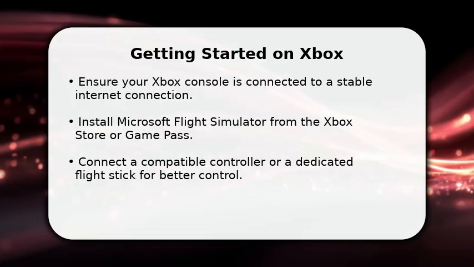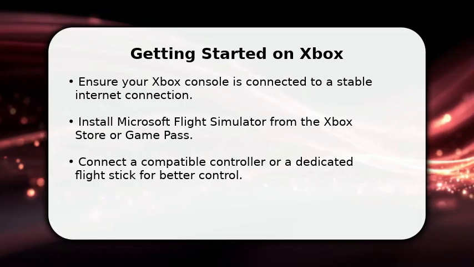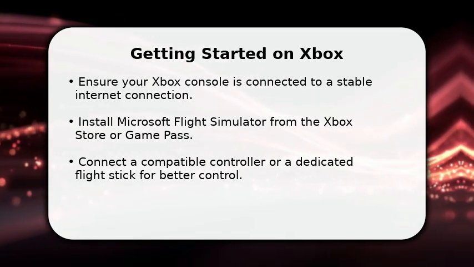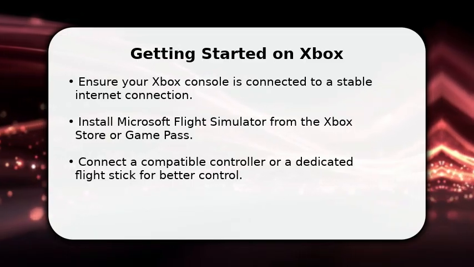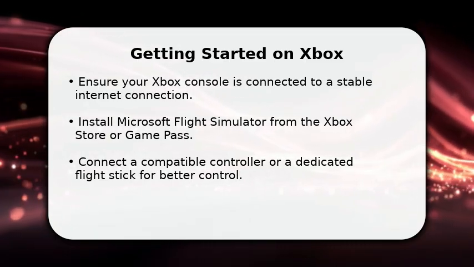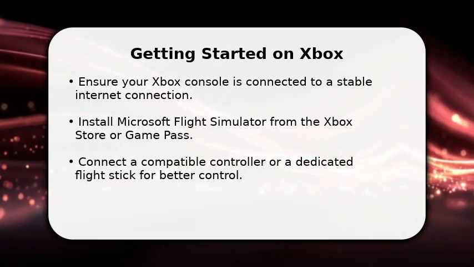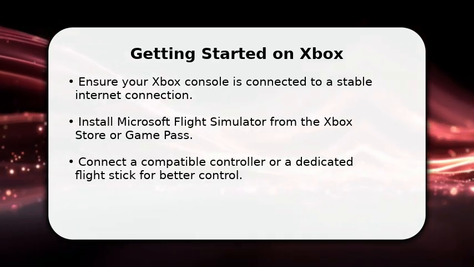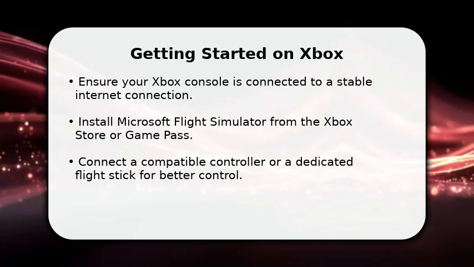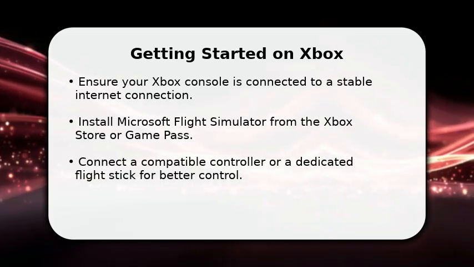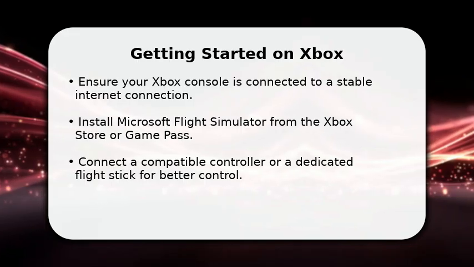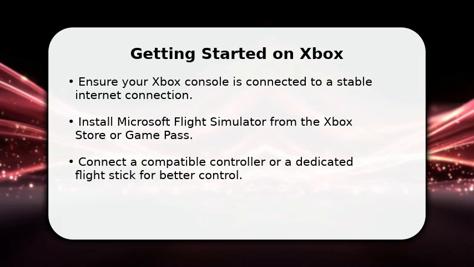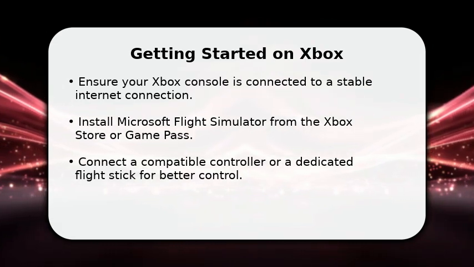In this video, I will show you how to play Microsoft Flight Simulator on Xbox. First, ensure your Xbox console is connected to a stable internet connection. Then, install the game from the Xbox Store or through Game Pass. For the best experience, consider connecting a compatible controller or even a dedicated flight stick. Finally, take a moment to adjust your display settings to optimize for both visual quality and smooth performance. This initial setup will get you ready for takeoff.